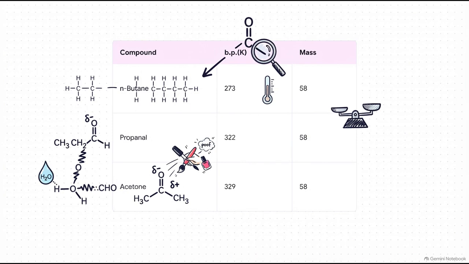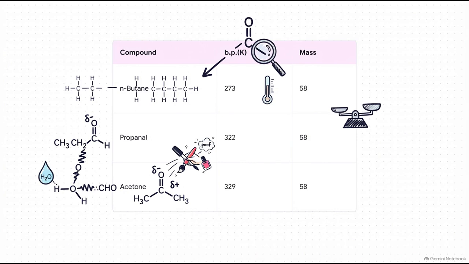Why is that? Well, it goes right back to that polarity we talked about earlier. The strong dipole-dipole interactions in the carbonyl group mean these molecules stick together much tighter than standard hydrocarbons, requiring way more heat energy to pull them apart. This specific property is exactly why acetone evaporates so incredibly fast, making it the perfect quick-drying solvent for everyday things like paint and nail polish.